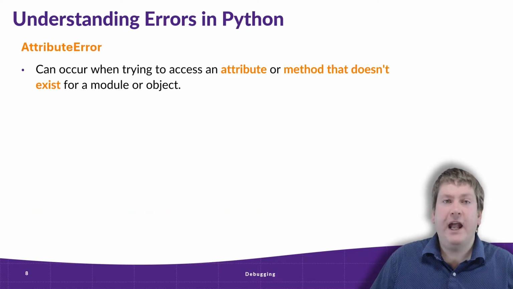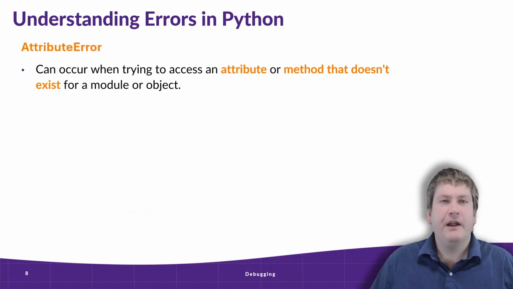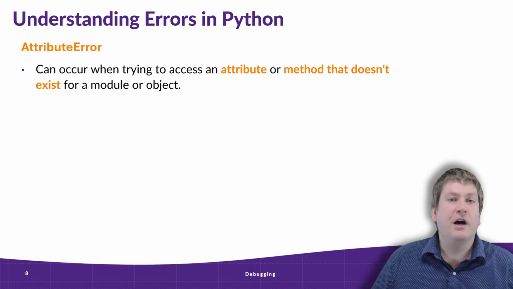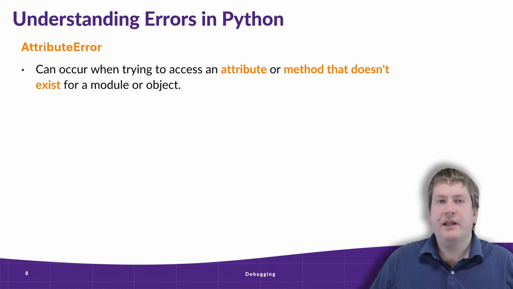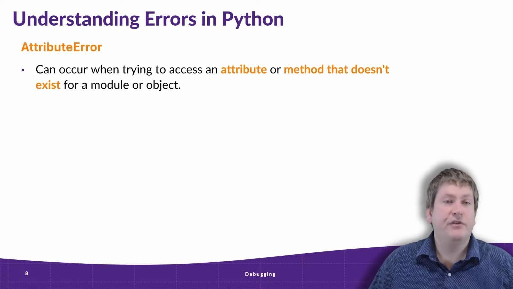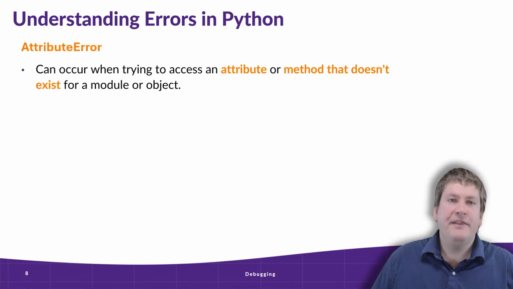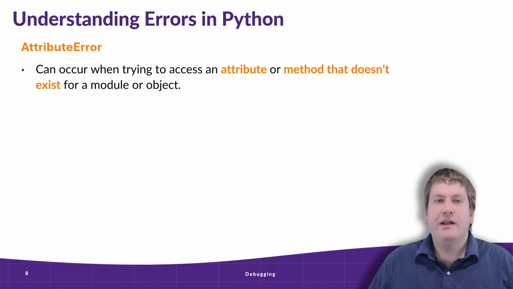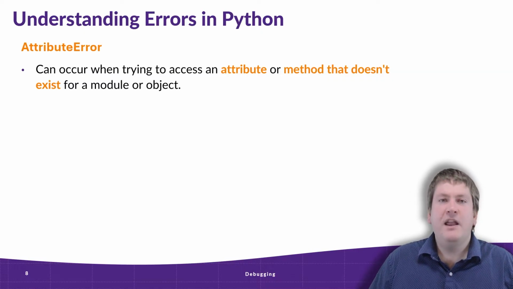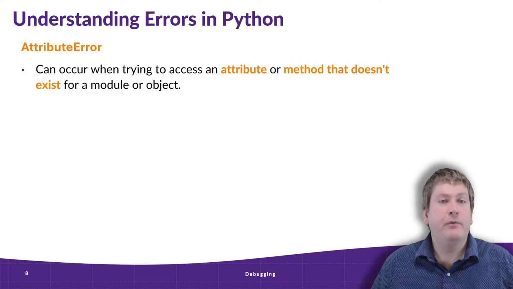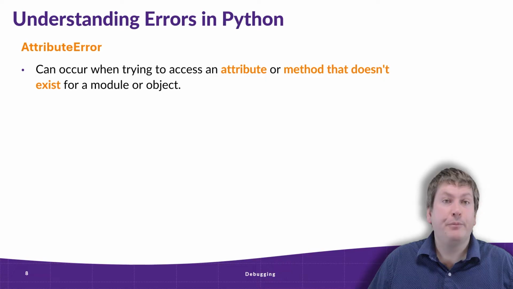Next up is the attribute error. And this is a very similar error to the name error, except it's for when an attribute or method doesn't exist for a given module or object. That might sound a bit confusing, but you may recall that we've been using a few different string methods on our strings. Things like the replace method, things like count method, as well as things like strip, and of course, lower and upper. If we spelled one of those names of a method wrong, or if we tried to use one that doesn't exist, we would get an attribute error.